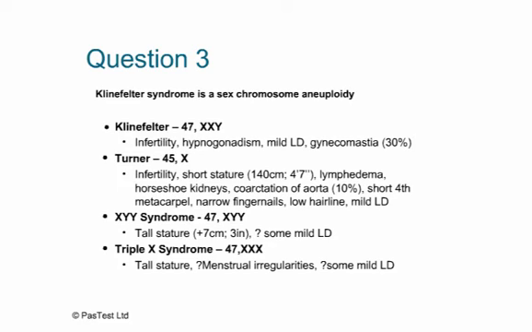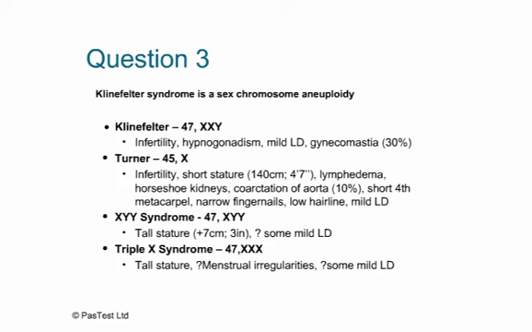A notable short stature, around 140 centimetres is the average height, or 4'7" in old money. Lymphedema is very common, and there are a number of internal complications such as horseshoe kidneys and coarctation of the aorta in about 1 in 10. And a number of characteristic dysmorphic features such as a short fourth metacarpal, which gives a recessed fourth knuckle, narrow fingernails, a low hairline at the back of the head, and again, very mild degrees of learning disability in some individuals.